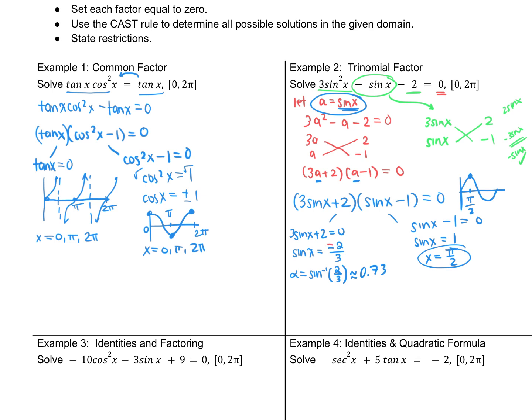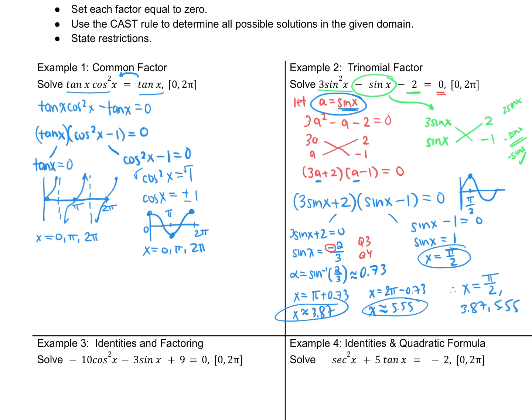And we were given a negative ratio for sine, and sine is negative in quadrant 3 and quadrant 4. So I'm going to do my modifications to get my two angles. In quadrant 3, we're past pi, so pi plus 0.73, and that's approximately 3.87. And in quadrant 4, we're almost at 2 pi, but not quite, so 2 pi minus 0.73, and I get 5.55. So there's another two answers. And I will just finish this question off by listing all of my answers. Therefore, x equals pi over 2, 3.87, and 5.55. And there we go, a little bit of crisscross with trig.